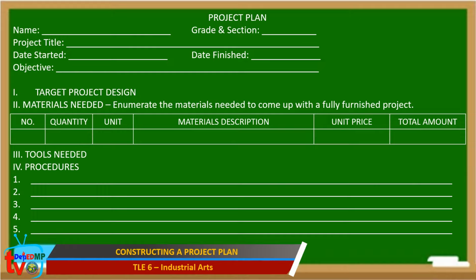Complete the data needed. Give your name, grade and section, project title, date started, date finished, and objective of your project. After that, draw the target project design, enumerate the materials and tools needed, and write the procedures in doing the project. Use additional sheet if necessary.